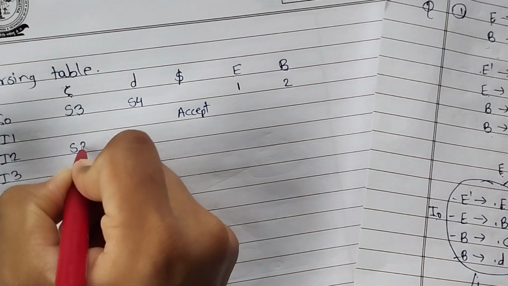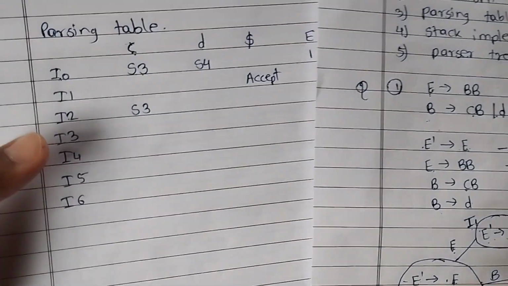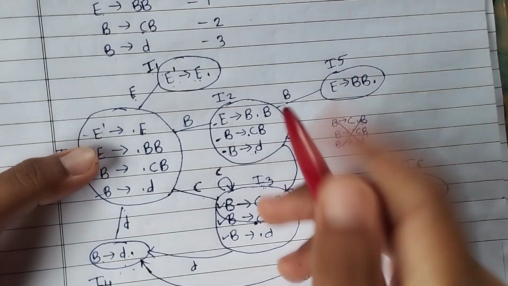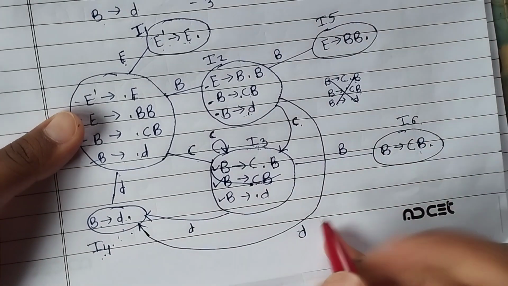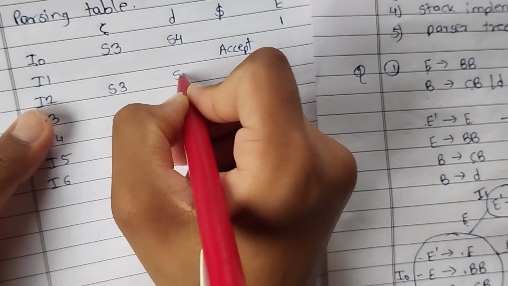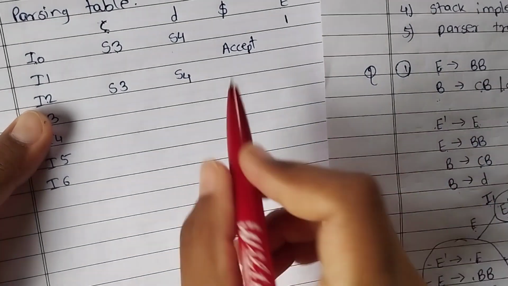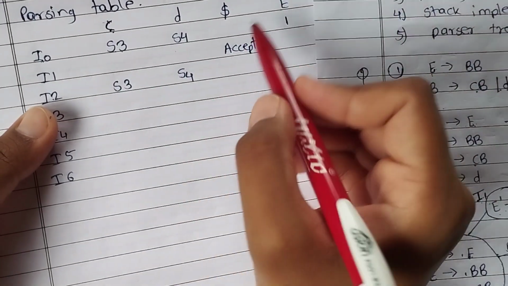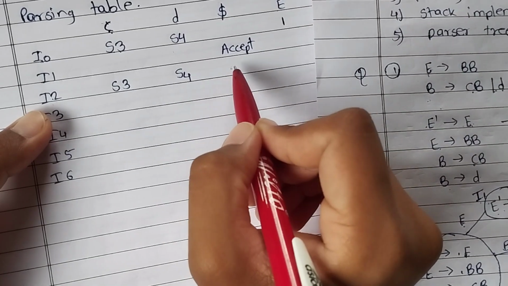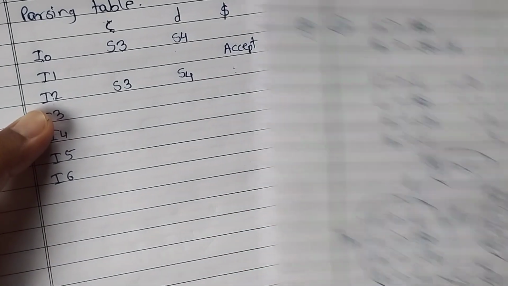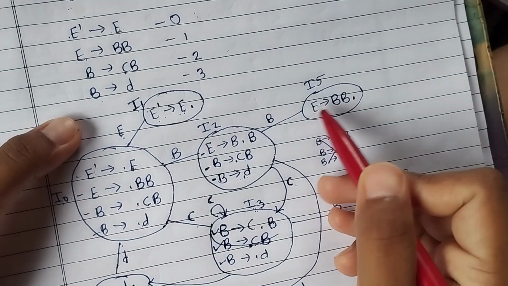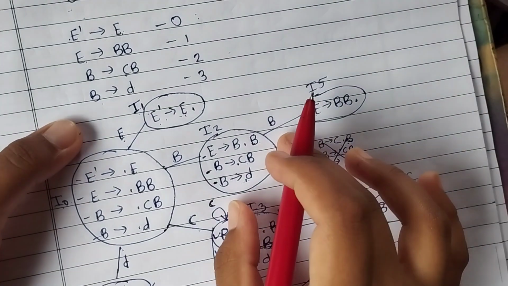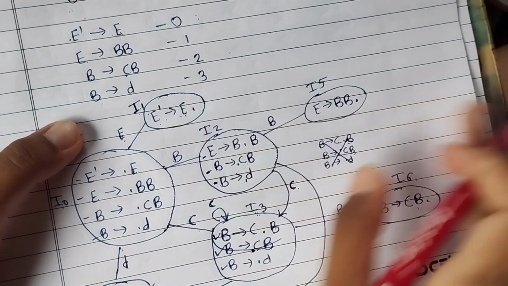S3. Now I2 and D. So I2 transfers this D to I4, so we write here S4 because this is the terminal. So S4. Now next, I2 and dollar. We do not consider dollar because we have not accepted the string here, since our string is to be explored further. So we do not consider this dollar here for the I2.